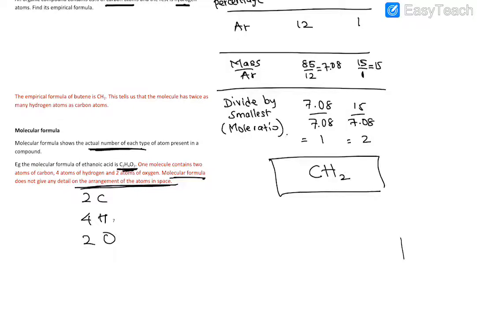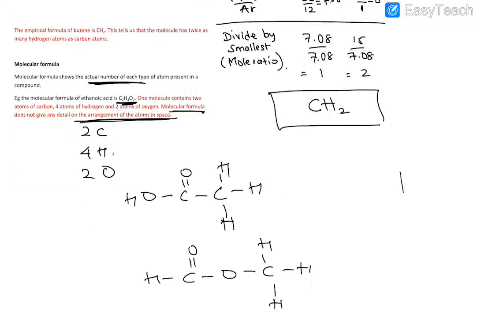So for the molecular formula, you could have this structure here or this structure. The molecular formula does not give you any information on the arrangement. So C2H4O2, both of them satisfy the same molecular formula, but these are 2 different organic compounds. This is a carboxylic acid, and here you have an ester.